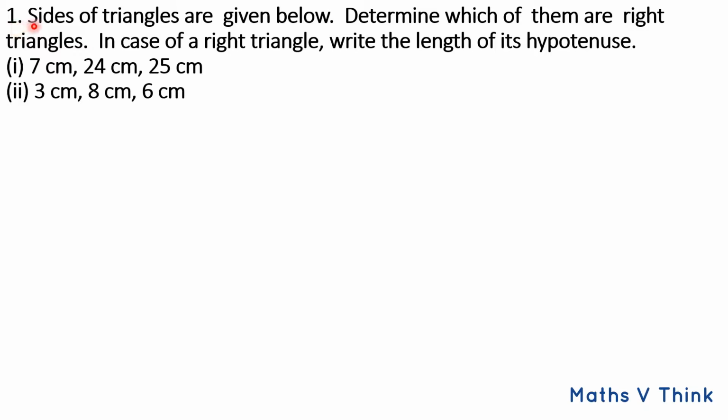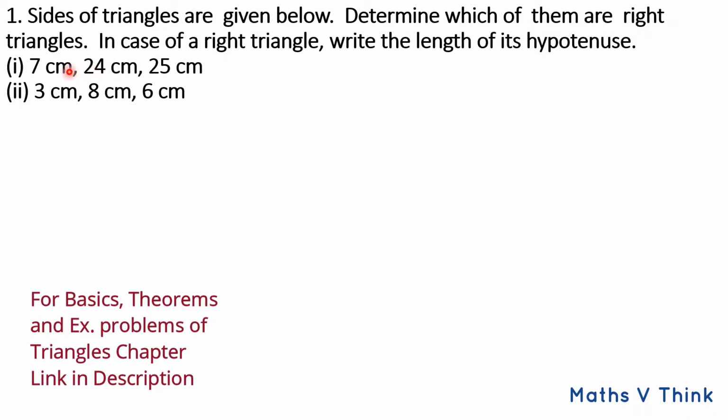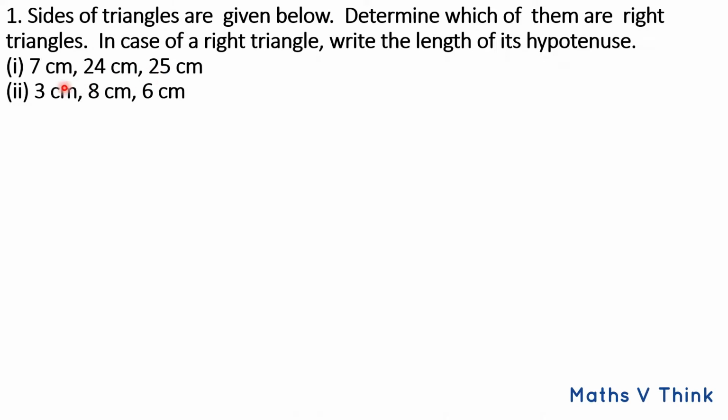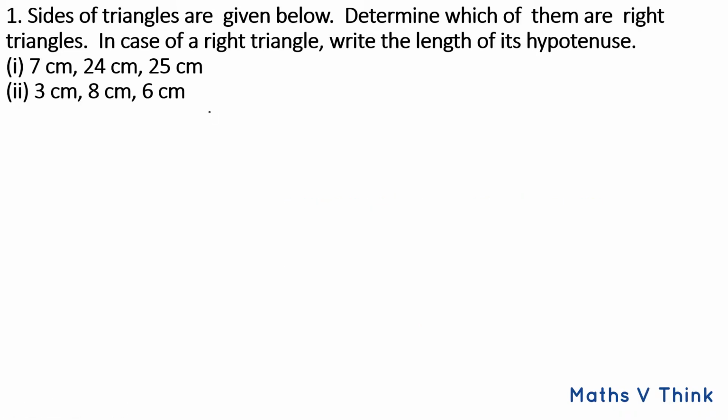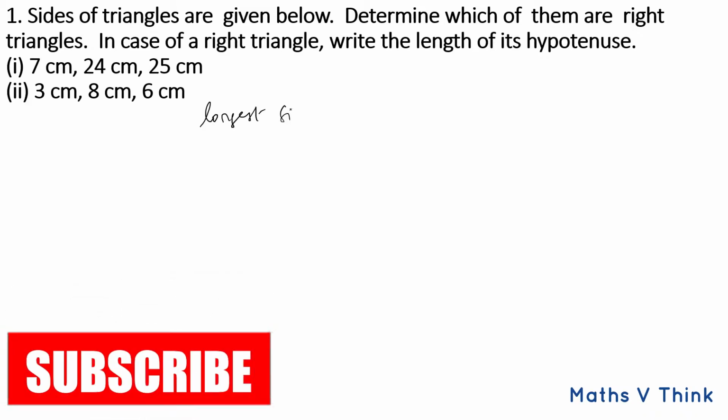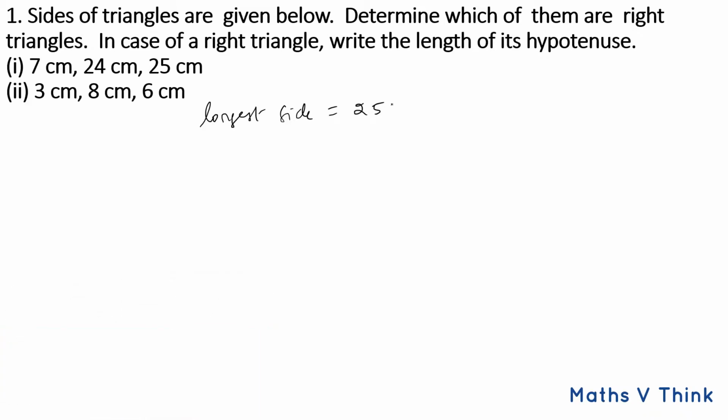The first question says, sides of a triangle are given below. Determine which of them are right triangles. In case of a right triangle, write the length of its hypotenuse. So 7 centimeter, 24 centimeter and 25 centimeter. We have learned in the converse of Pythagoras theorem that if the square of one side is equal to the sum of the squares of the other two sides, then we can tell that the triangle is a right triangle. Same we need to adopt here. So first we'll take the longest side. So the longest side is 25 centimeter.